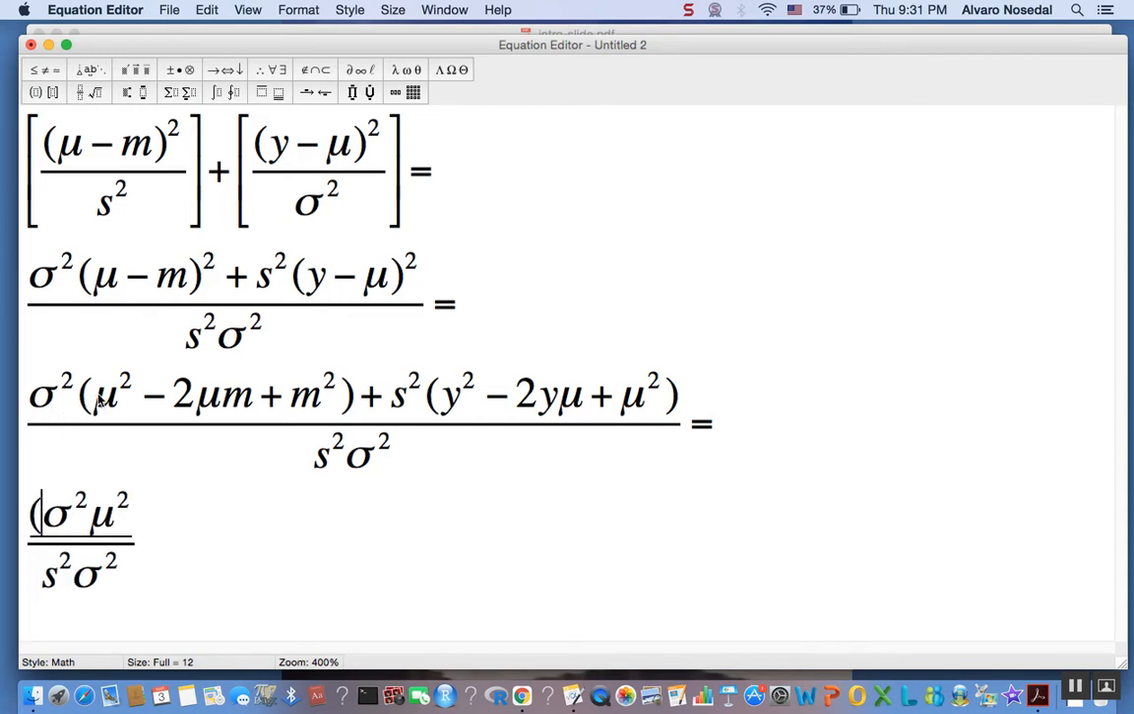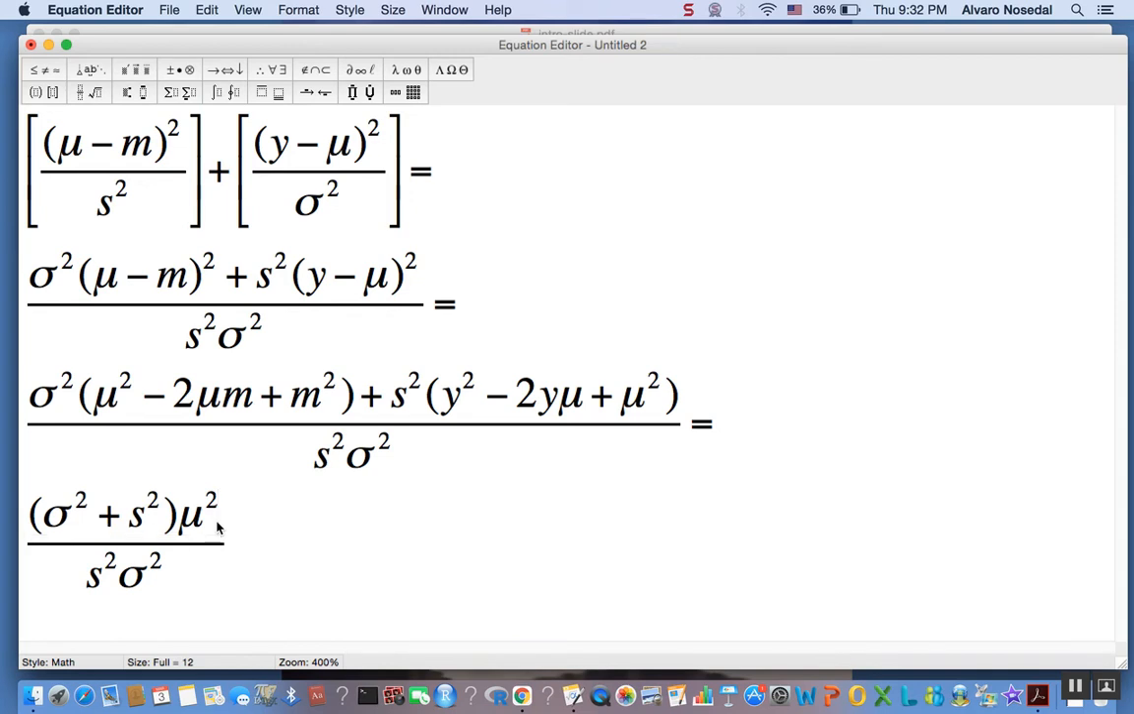So we have sigma squared times mu squared, right? So we have that sigma squared. The other one that we are going to have is s squared times mu squared. Okay? So we could do something like this: sigma squared times mu squared, plus s squared times mu squared. That's the other one. And there's no other term that involves mu squared. So we're done with that one.